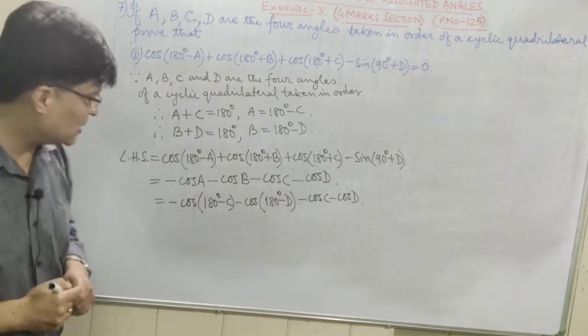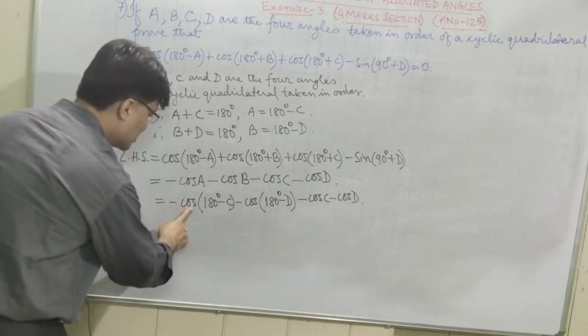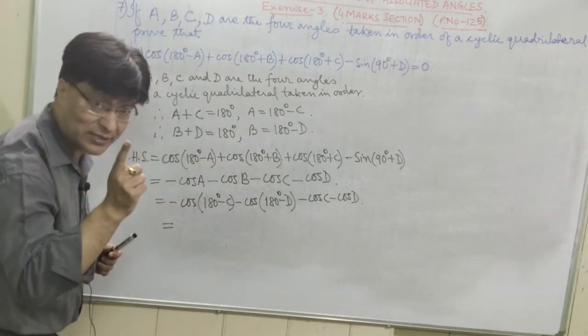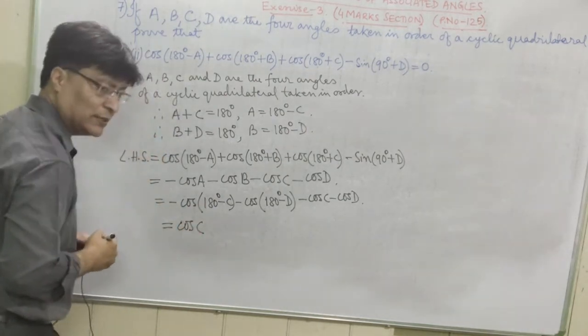So I think you have understood it. So let us use the formula. Again, what is cos(180 minus C)? Minus cos C, isn't it? So minus into minus plus, it is cos C.